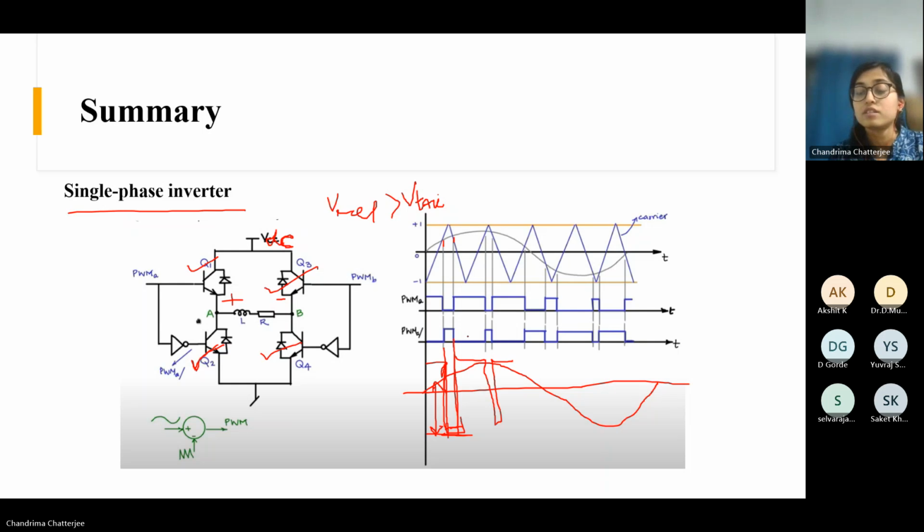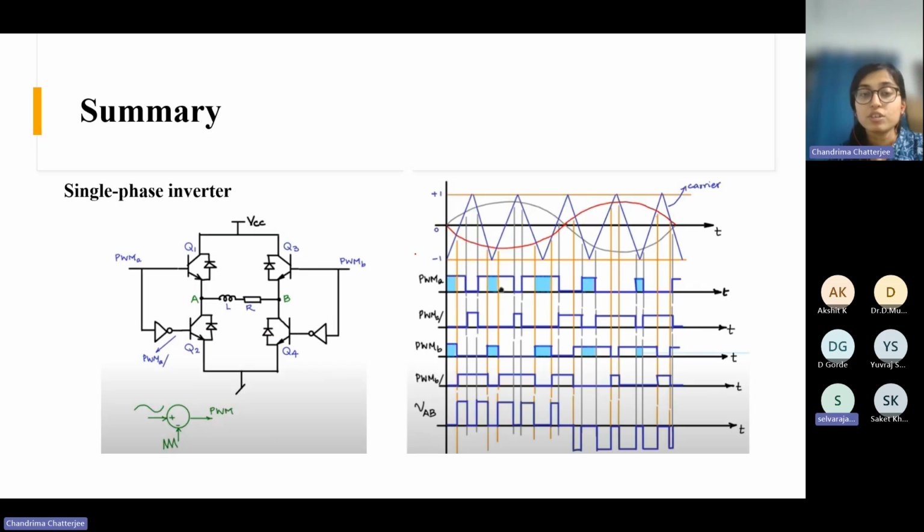You understood, right? Now if we go to unipolar SPWM, in that case we will see that there are two reference waves. One is like this that we already saw, and another one will be the inverted sine wave.